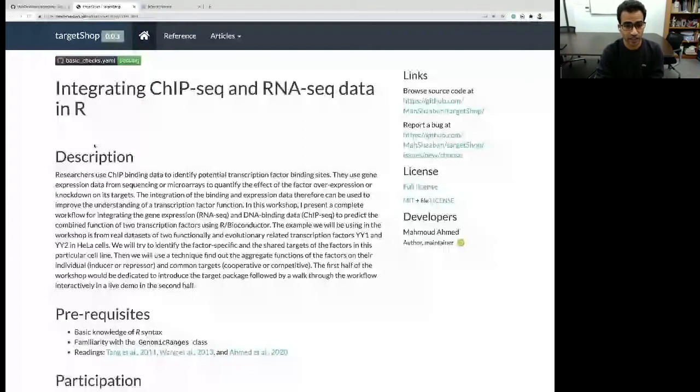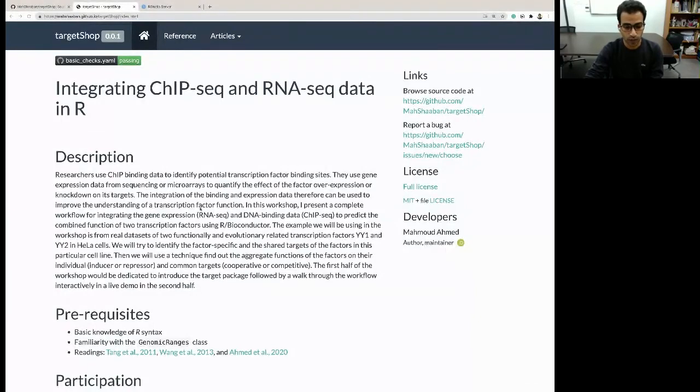So the basic idea here is to find a formal way to identify binding sites and integrate them with RNA-seq data, to understand how the binding between a transcription factor and a certain gene can produce an effect on gene expression.